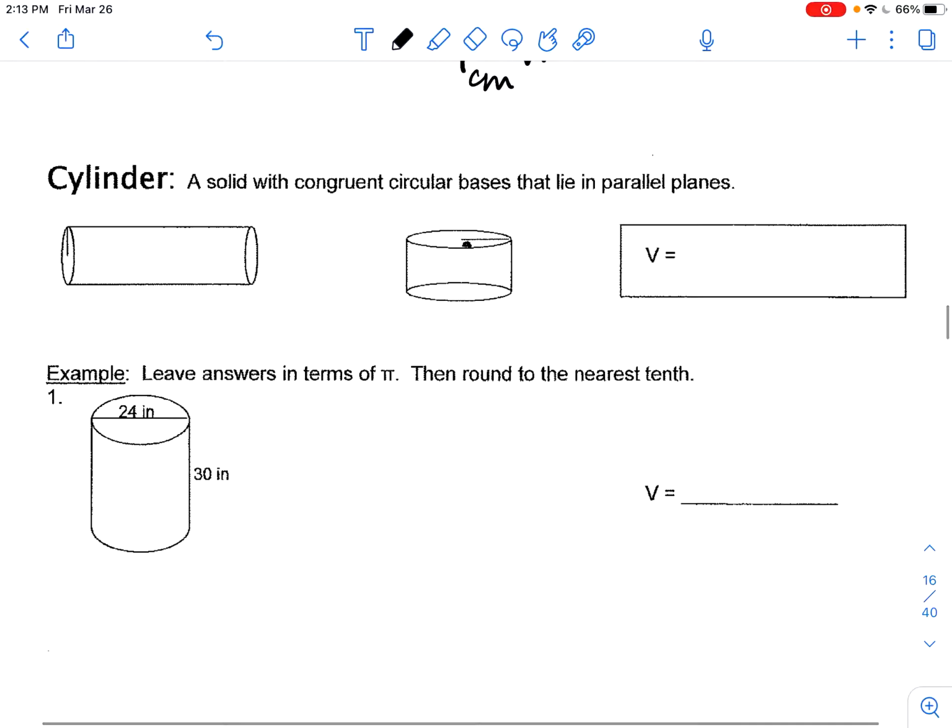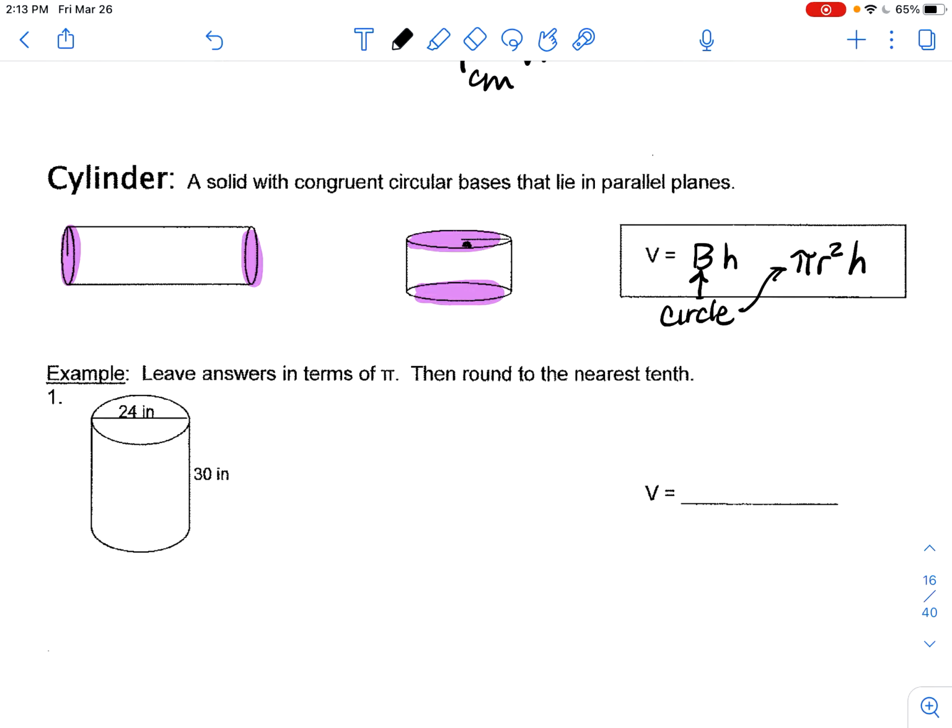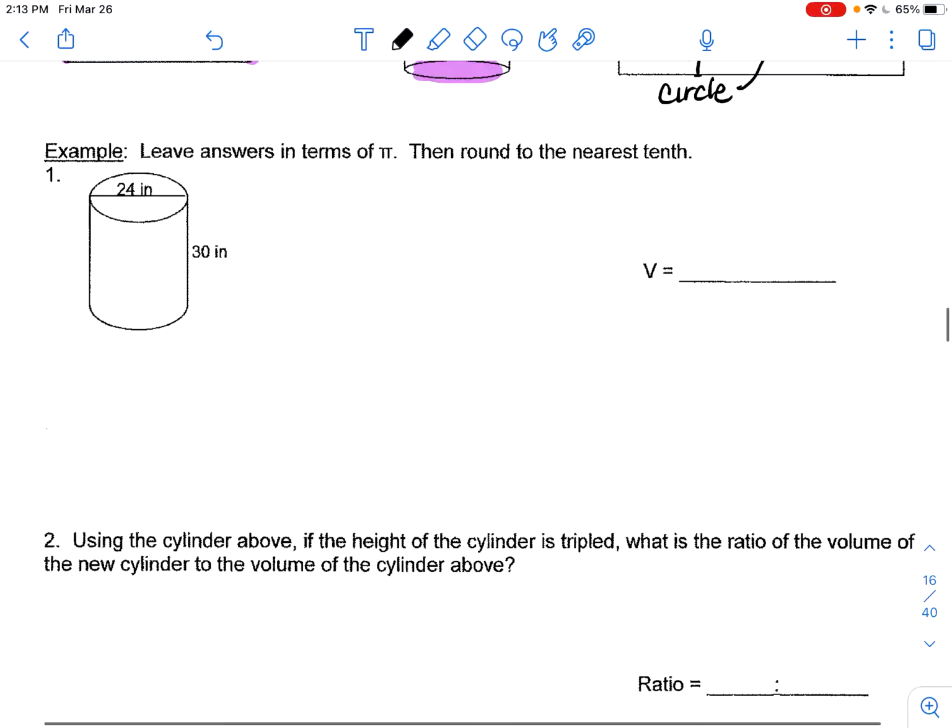All right, take a look at cylinders, a solid with congruent circular bases that lie in parallel planes. So my bases, there they are. Here's my bases. Okay, so the volume is just, again, base times height. And so, of course, this is a circle, the circle base. So this is going to be pi r squared times height. Let's take a look at an example, and it says leave it in terms of pi.